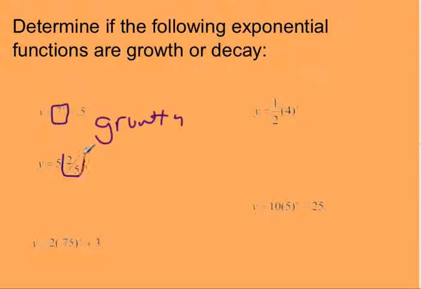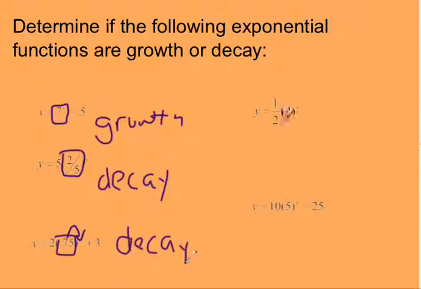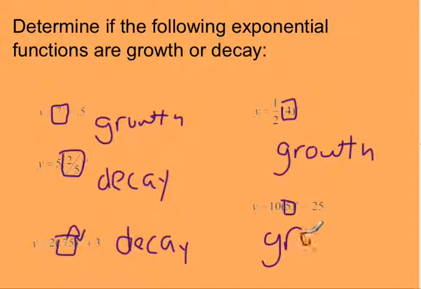Then, taking a look here, the number being raised to the exponent is less than 1, so it's going to be decay. Here, my actual number that's being raised to the exponent is 0.75, and that's less than 1, so that's decay. Here, 4 is being raised to the exponent, that's larger than 1, that is growth. Here, 5 is being raised to the x power, that is more than 1, and so that is also growth.